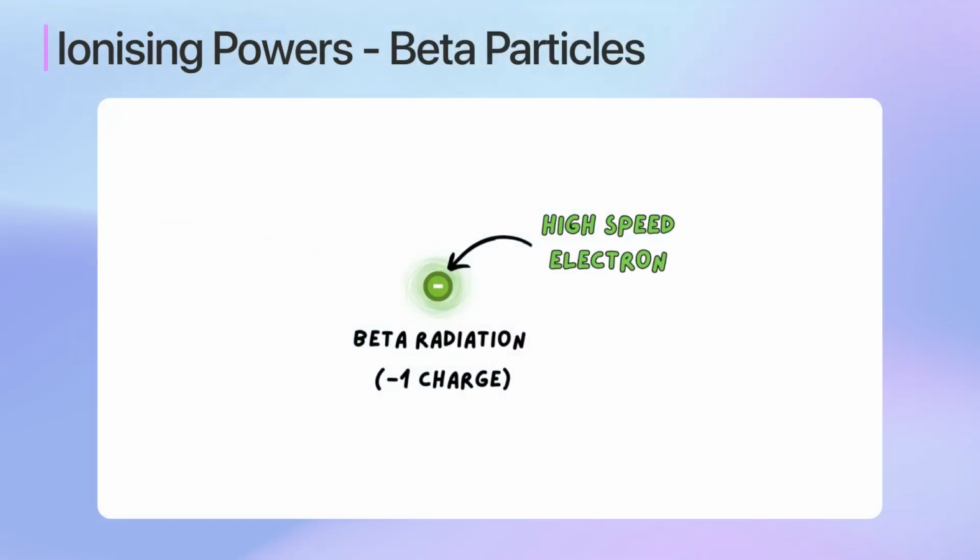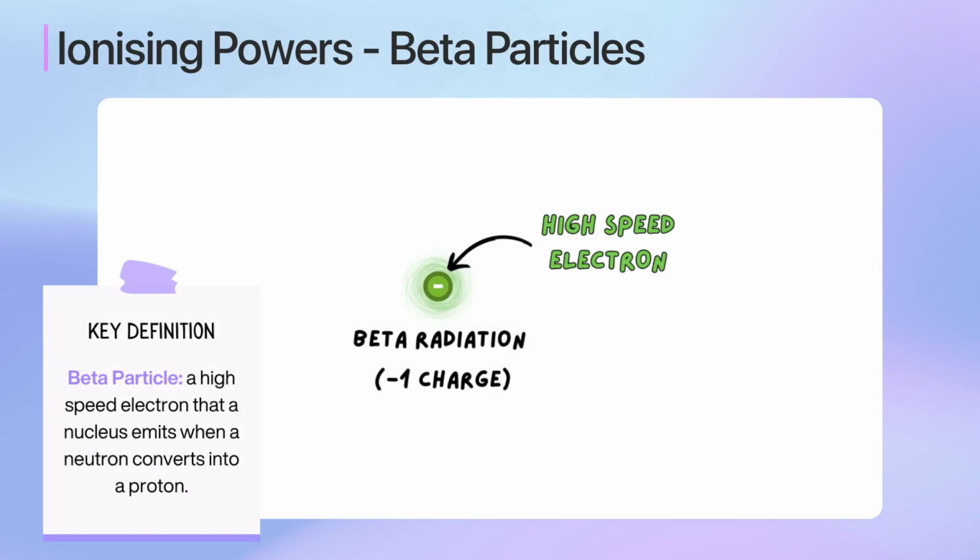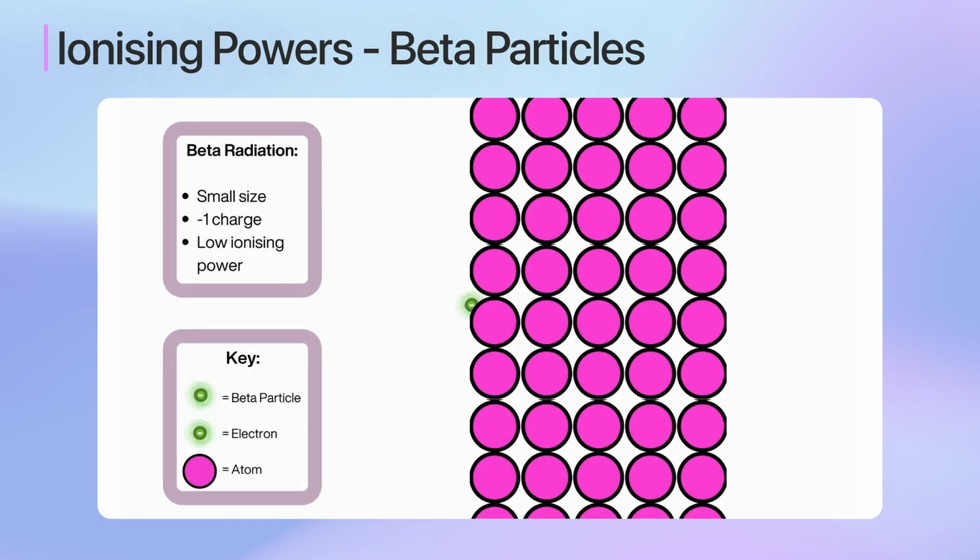Beta particles are much smaller than alpha particles and carry a single negative charge, similar to an electron. Although they can still ionize atoms by knocking off electrons, their smaller size and lower charge mean they cause fewer collisions compared to alpha particles. Therefore, while beta particles do have ionizing power, it is lower than that of alpha particles.